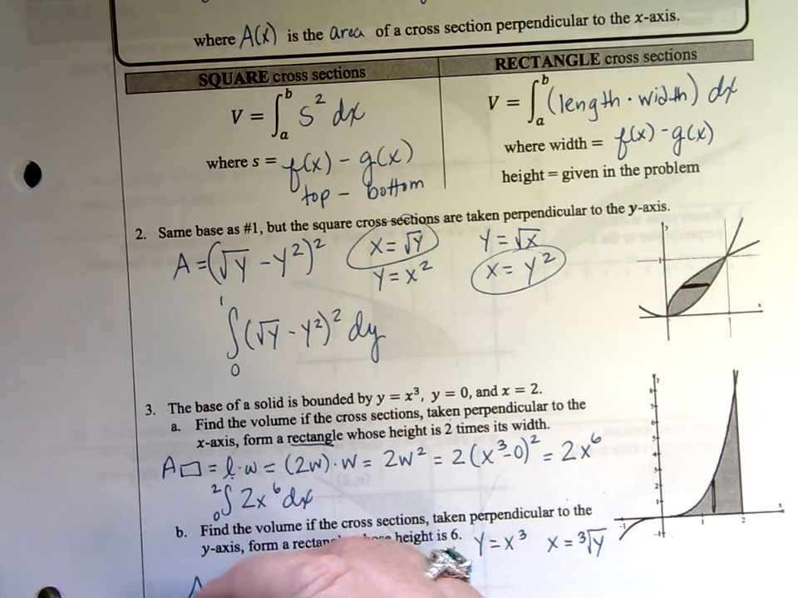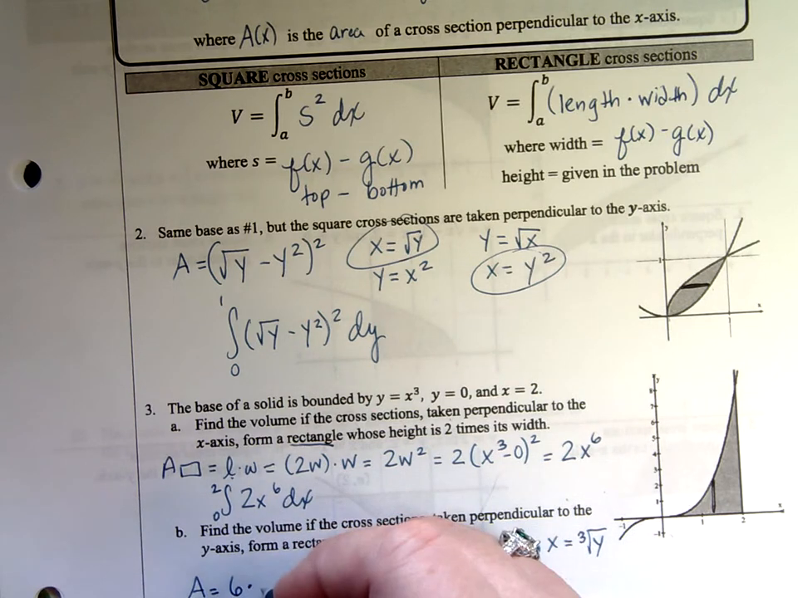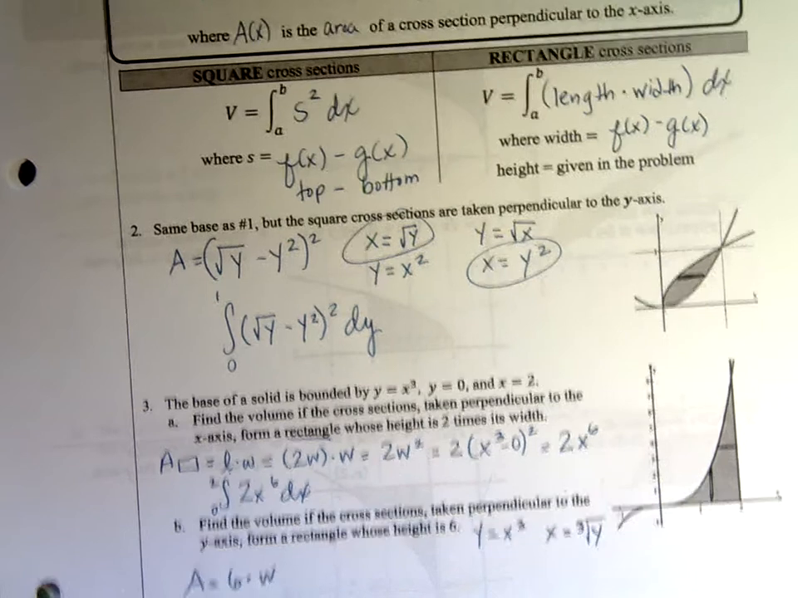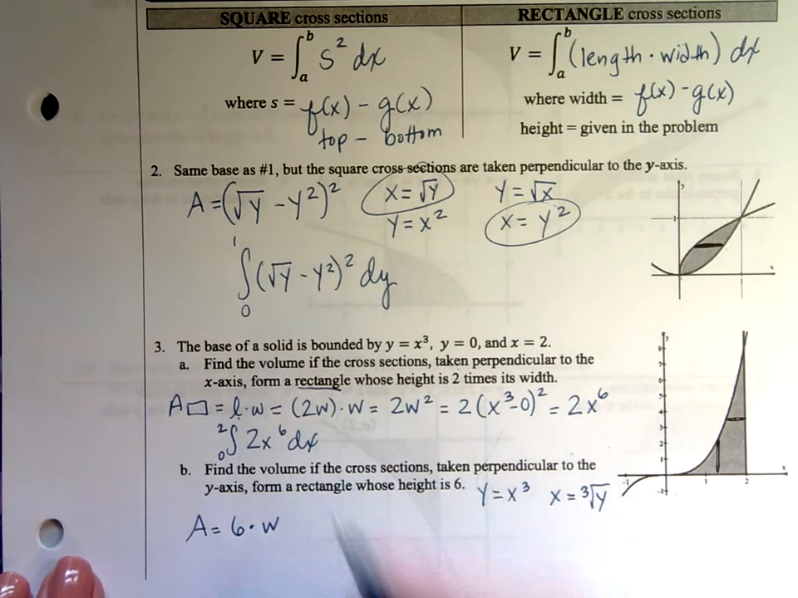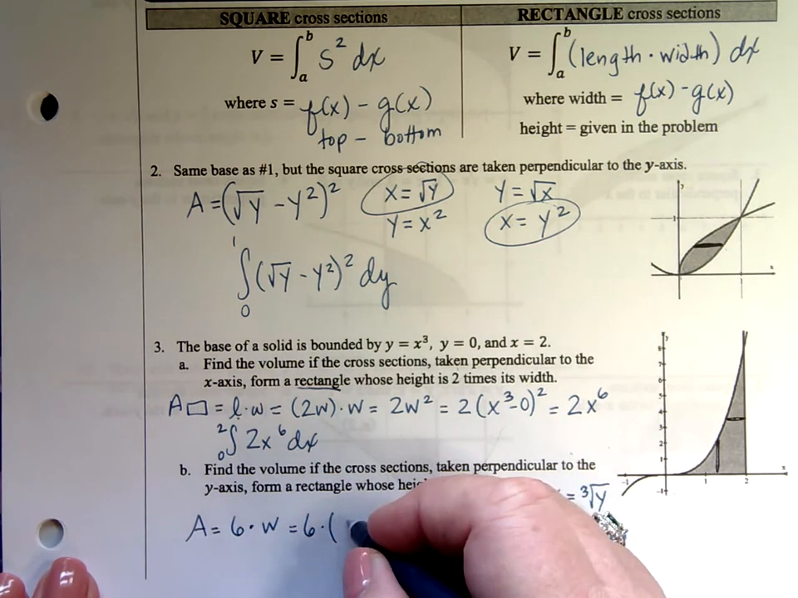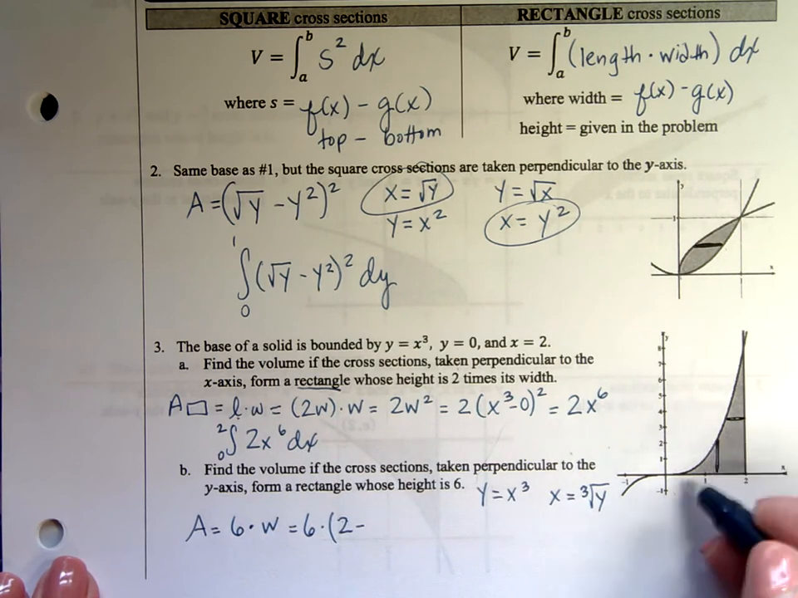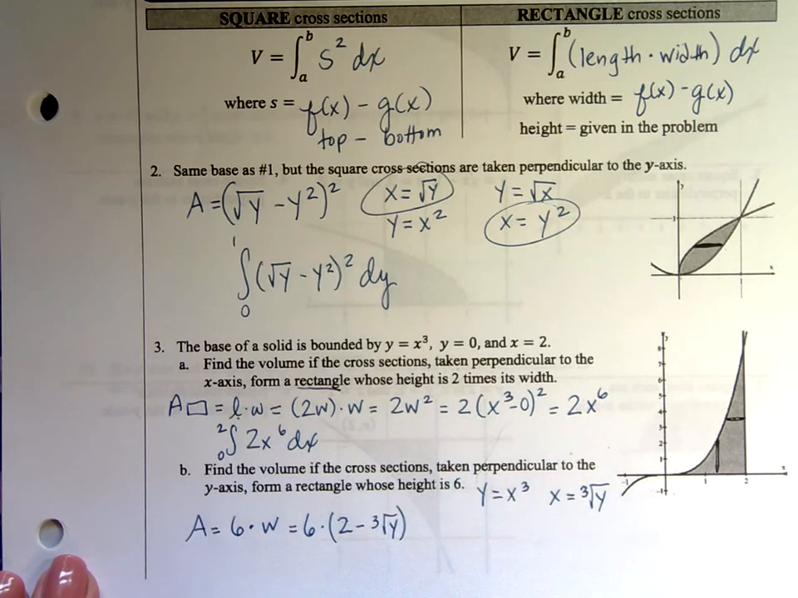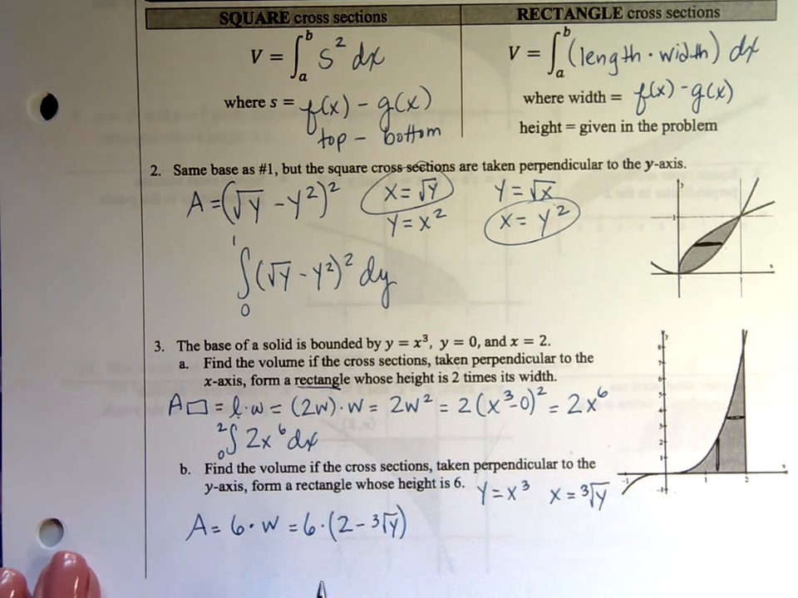And now my area is, I have 6 times, whose height is 6, so 6 times whatever the width is. Now, this time I'm going this way with my representative rectangle. This one's a right minus a left. So to get that width, it's going to be 6 times, and then the right-hand side goes to 2, and the left-hand side hits the cubic, which is cube root of y. Length times width, okay?